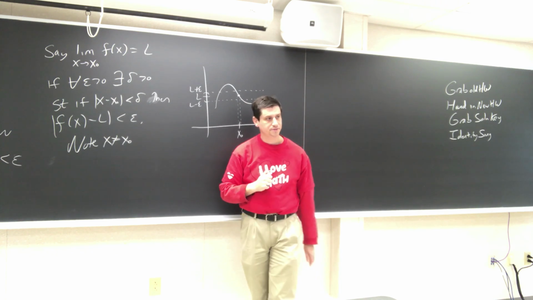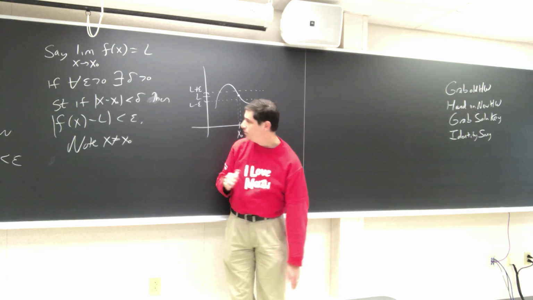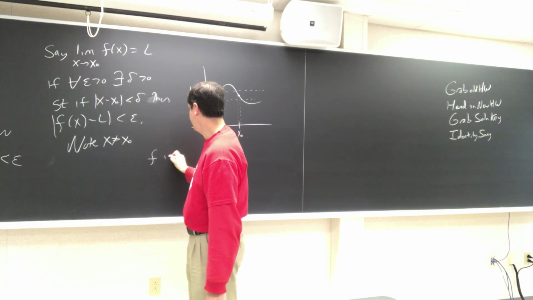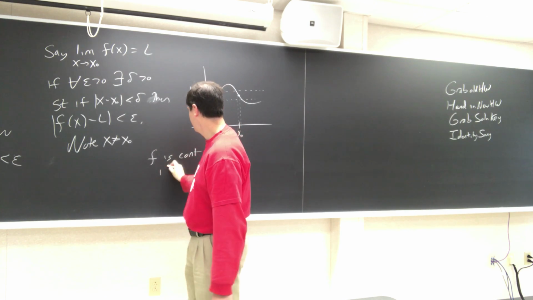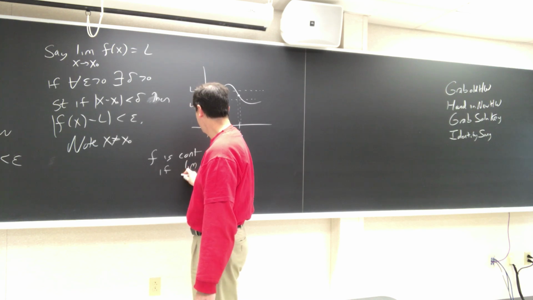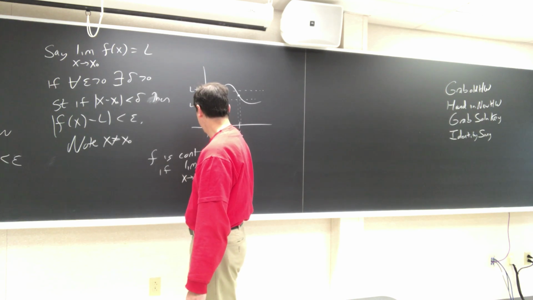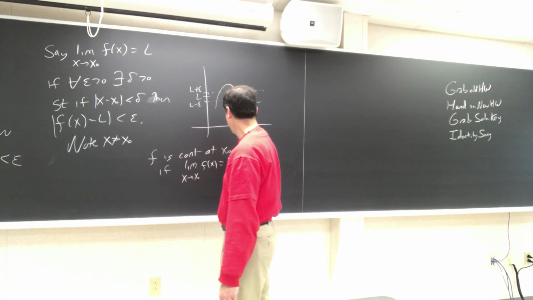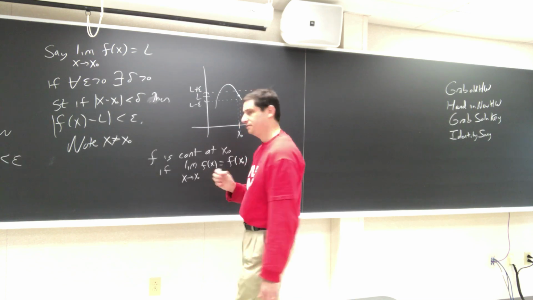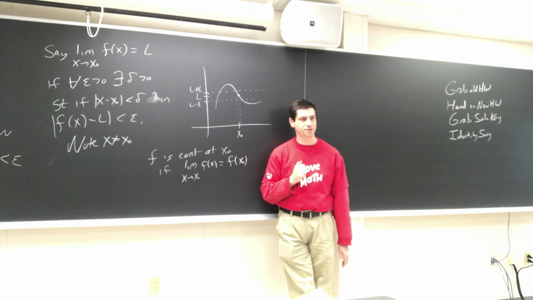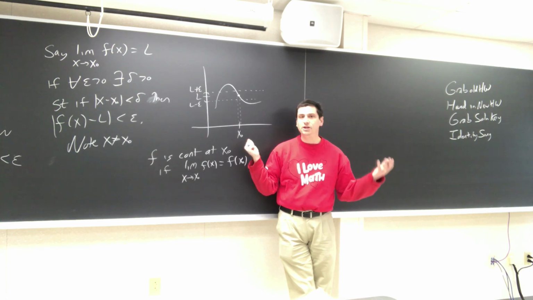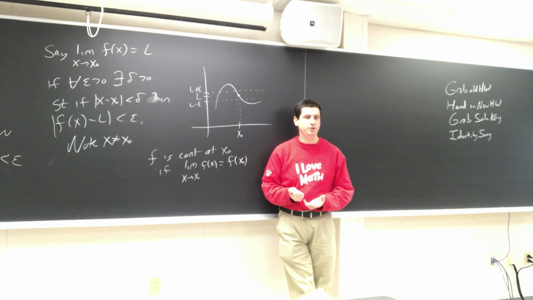coming down like this. And then we would say f is continuous at x naught if the limit as x goes to x naught of f of x equals f of x naught. Right? And that's what it will mean for a function to be continuous. So basically, you're the limit if you're being approached.